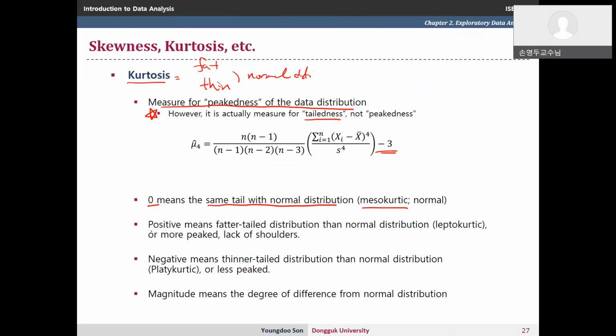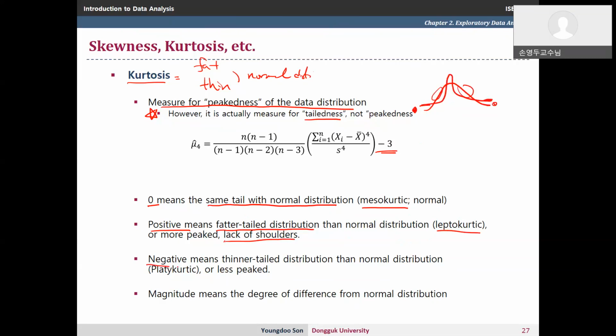However, if the kurtosis is positive, then the distribution has a fatter tail than the normal distribution. So this is the normal distribution, and then it has a fatter tail. A fat tail means a thick tail, and it is usually more peaked, like this. So it lacks shoulders, and we call this kind of distribution a leptokurtic distribution.